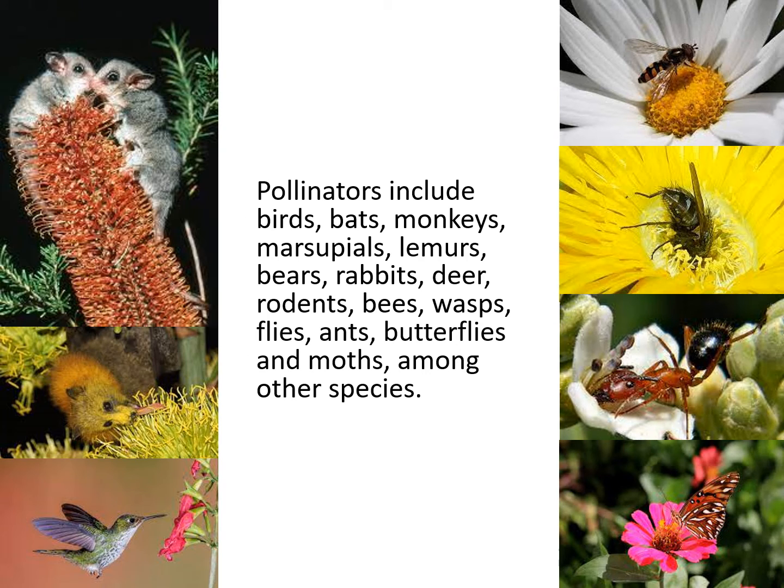So pollinators include a range of organisms. You might be familiar with bees, butterflies, maybe some other species such as hummingbirds, but there are lots more obscure pollinators out there as well. So several birds, bats, monkeys in some cases pollinate, marsupials, lemurs, bears, rabbits, deer, rodents, bees, wasps, flies, ants, butterflies, and moths. So that's just a list of some of the pollinators out there that have been documented. Of course, there are many others.